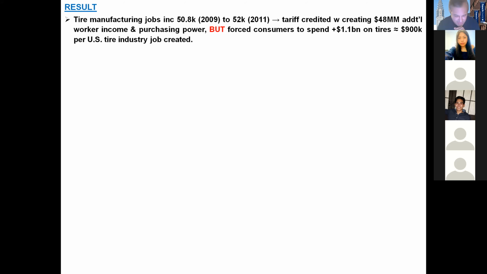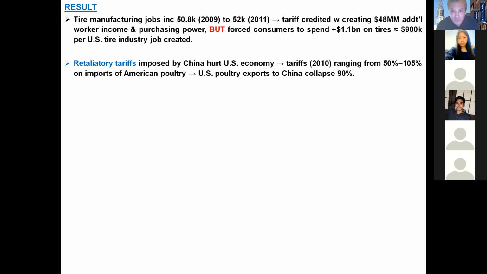Do you have any family members or friends in the poultry business? Well, they killed the poultry business. They imposed tariffs ranging from 50 to 105% on American poultry. American poultry exports to China, which is a multi-billion-dollar, $4 or $5 billion a year industry, collapsed 90%. And did China have any problems selling its low-cost tires elsewhere? No, it found other markets, but it retaliated hard against the U.S. and created a lot of pain here among the poultry industry.